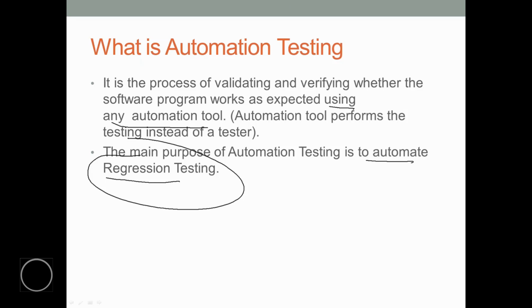Usha says repetitive or reputation. No, it is repetitive. It repeats itself. So the steps which are there in regression testing are repetitive in nature. That's why we automate it, not reputation. All right, so that is why this line says the main purpose of automation testing is to automate regression testing.